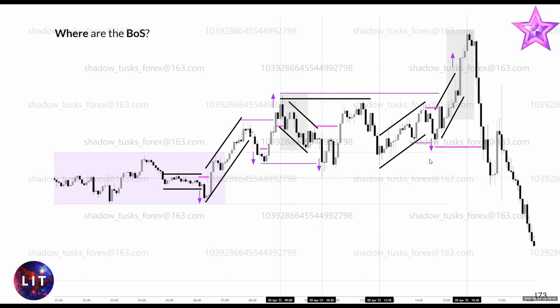Because for me, Frankfurt Open is 8 a.m. But it should never be 6 a.m. Other than if you're in the UK, then whatever, it can be a little bit early, but that's still very early. An hour too early is a little bit too early.